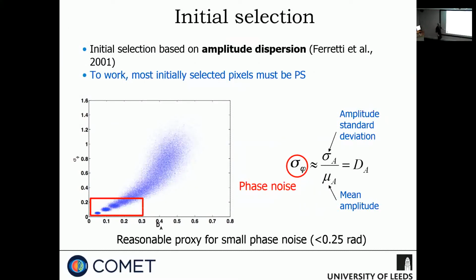At least for pixels which have a very low phase noise. There's this quantity called the amplitude dispersion, which is the standard deviation of the amplitude of the whole time series divided by the mean. This is per pixel, so you can calculate that for every pixel in a series of interferograms, and that's a reasonable proxy for phase noise. You can see down here for these low values, basically things are quite correlated. Below about 0.35, the phase is correlated.